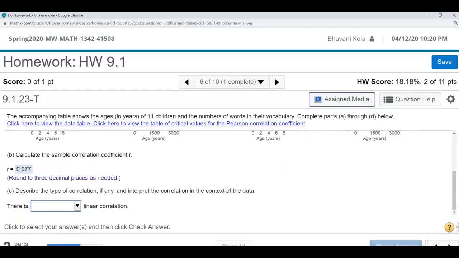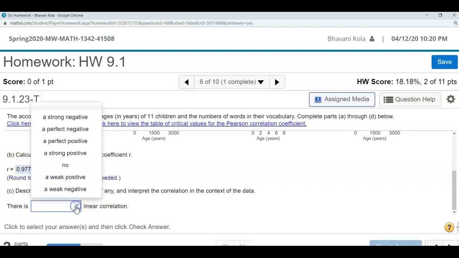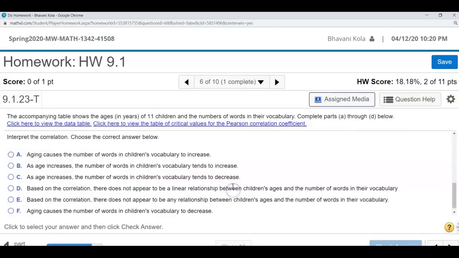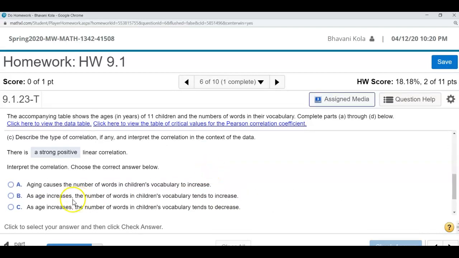Very good. And now they said describe the correlation. What kind of correlation is that? It's 0.977. So it's a strong positive correlation. Okay, very good. And what is the correlation telling me? Aging causes number of words in the children's vocabulary to increase. As age increases, the number of words in the child's vocabulary tend to increase. As age increases, the number of words in the child's vocabulary tend to decrease.